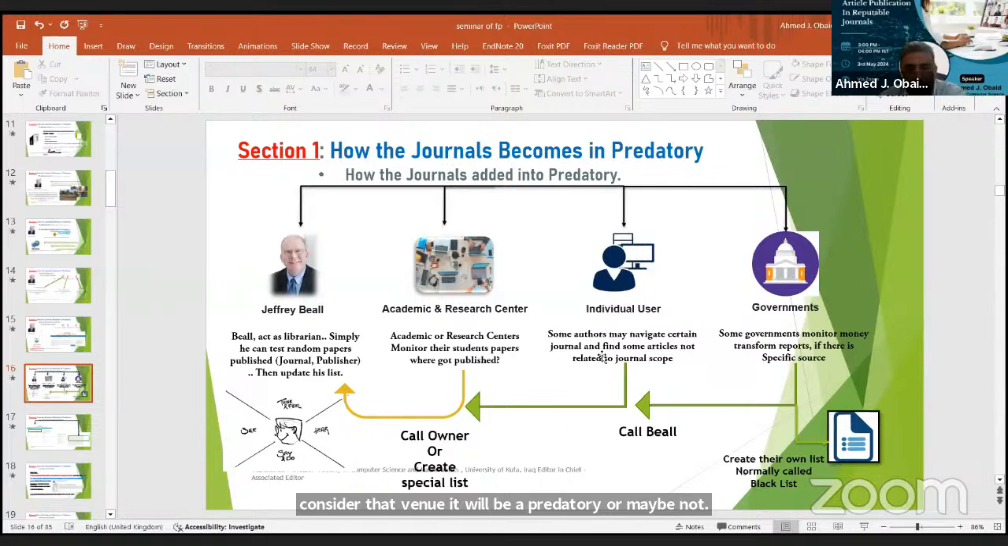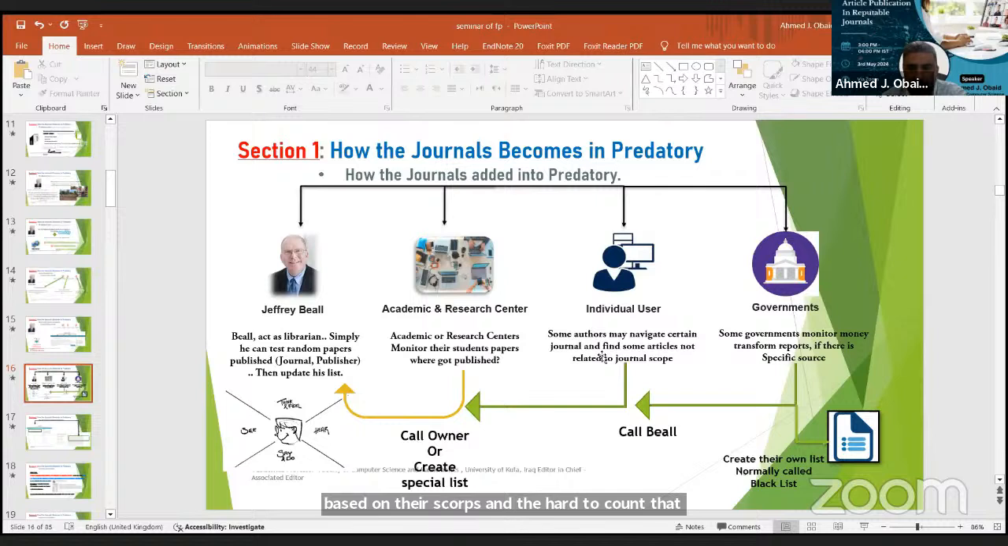The third one is the individual user. Some of the scientists already monitor the journals' works and their publications, and sometimes they already mention that these journals are predatory, maybe based on their scopes and the articles published in that journal itself.